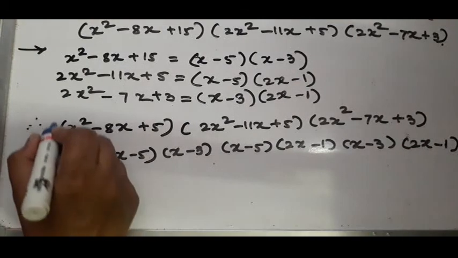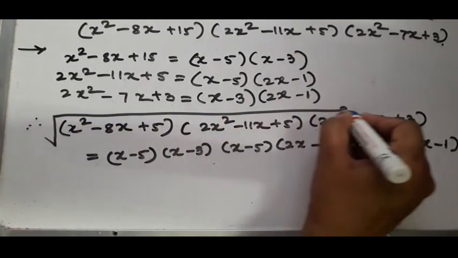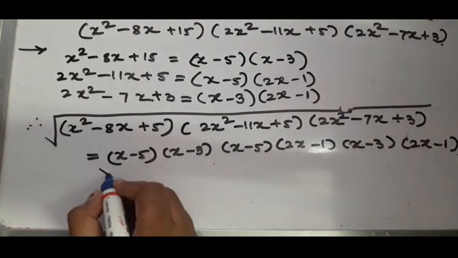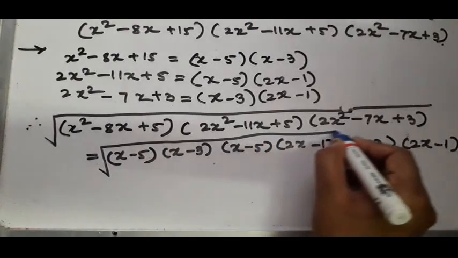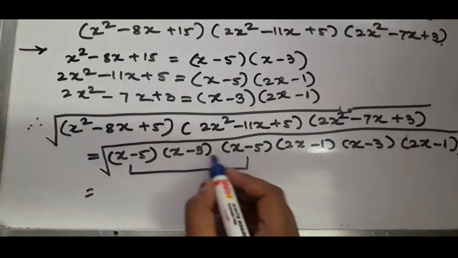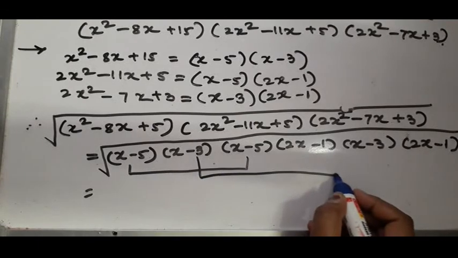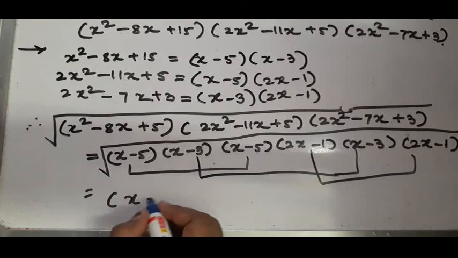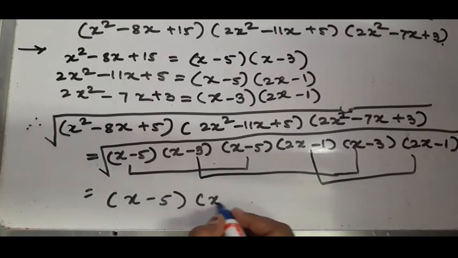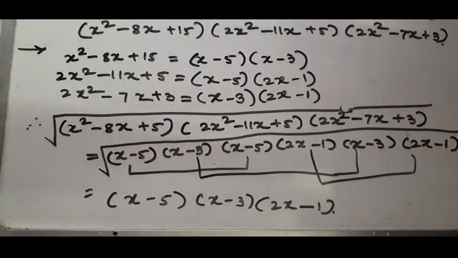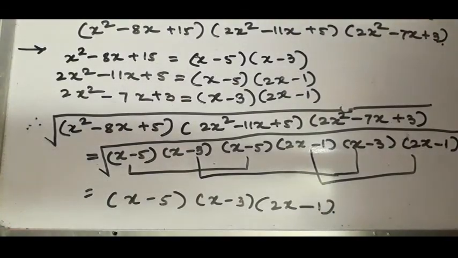Okay, and if I want to take the square root of this term, then it will be equal to the square root of this term. Okay, now we will take one common from two terms. Okay, so the answer will be x minus 5, x minus 3 and 2x minus 1. Okay, so this is how to find the square root of the given polynomial.